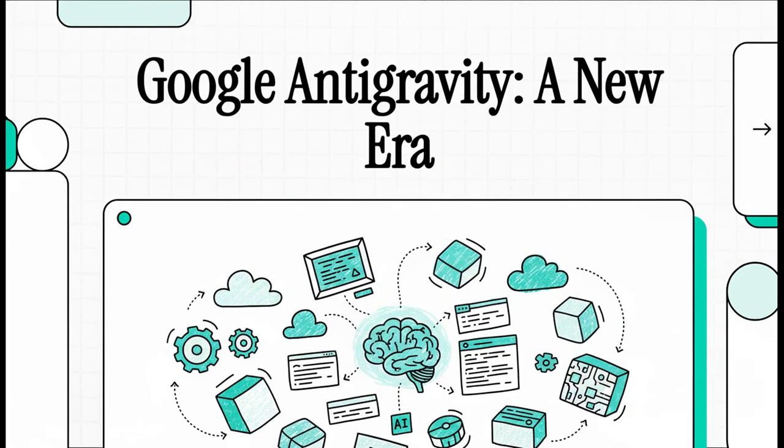All right, let's jump right in. We are looking at something brand new from Google DeepMind today, and it might just completely change how we build software. It's called Google Antigravity, and honestly, it feels like a real peek into the future of coding.